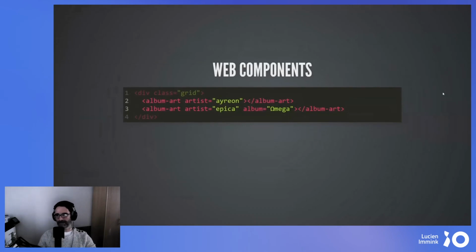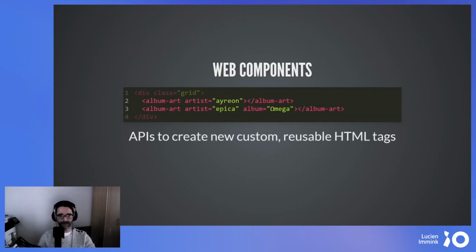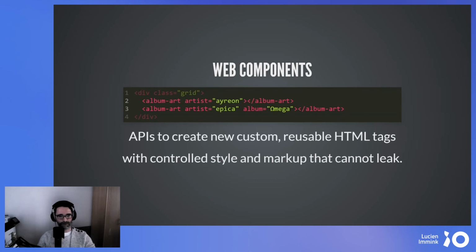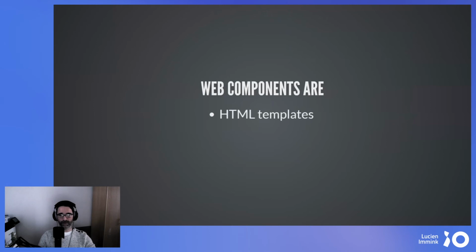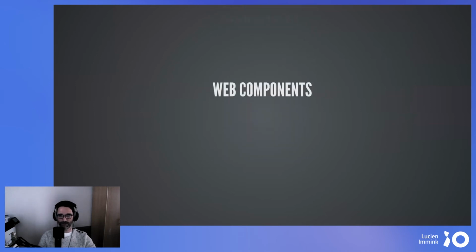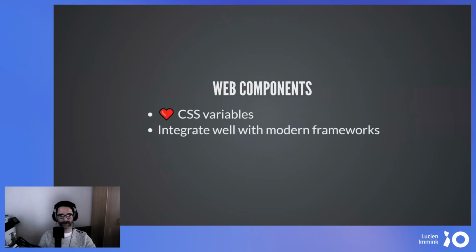So hopefully I've given you some insights in what web components are. They're actually APIs to create new custom reusable HTML tags with a controlled style and markup that, if you use a shadow DOM, cannot leak. Custom elements built on the web component standards will work across modern browsers and can be used with any JavaScript library or framework that you want, as long as that framework is using HTML. I've shown you that web components are templates, custom elements, and a shadow DOM, and that they love CSS variables. They integrate quite well with modern frameworks, and of course, that they can fetch album art.